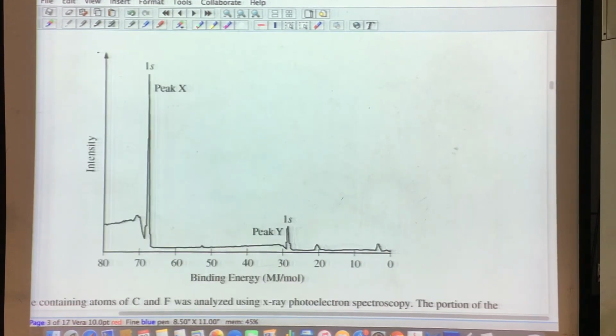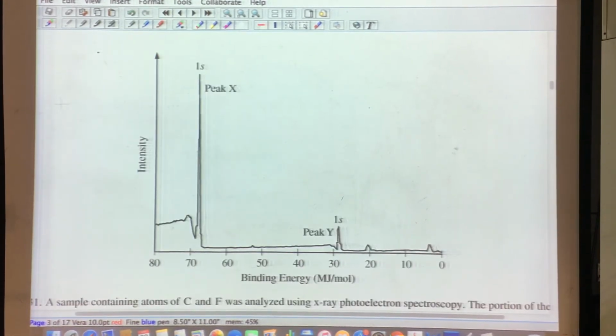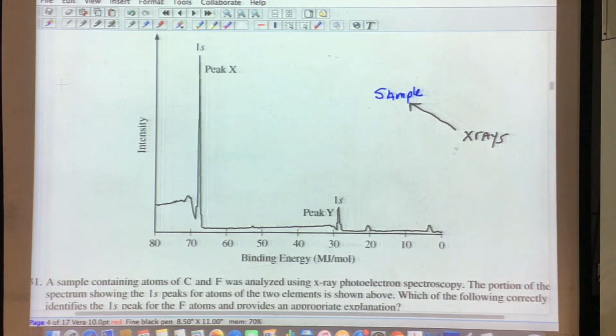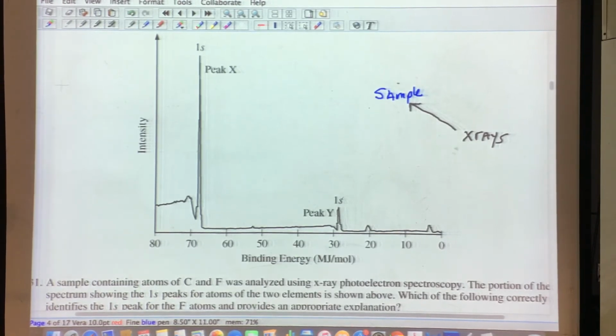Okay, here comes, ooh, photoelectron spectroscopy questions. You're going to have these peaks. You're going to have binding energy. All we're doing in this type of a question is taking a sample. Basically, using the photoelectric effect, we're shooting X-rays at the sample. High energy photons. Some electrons are emitted.